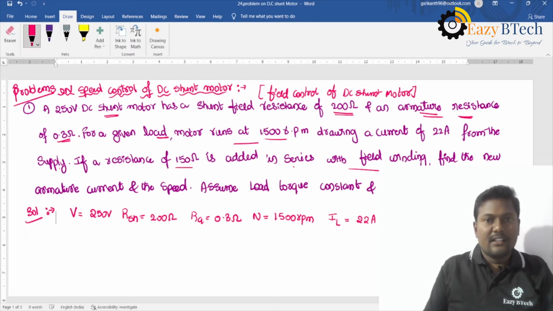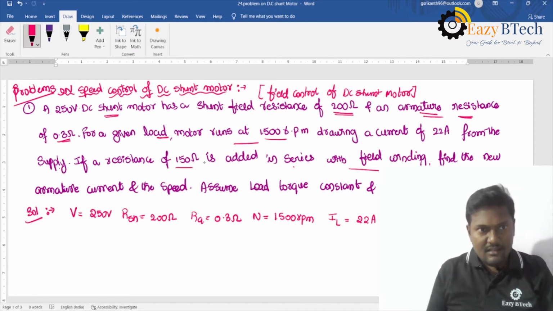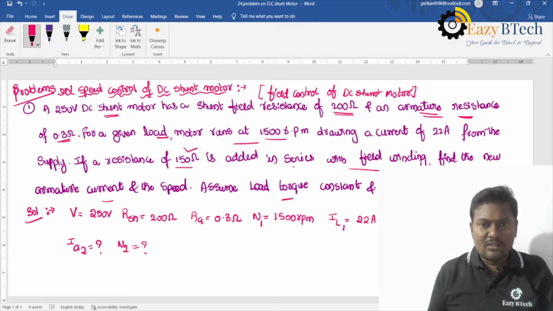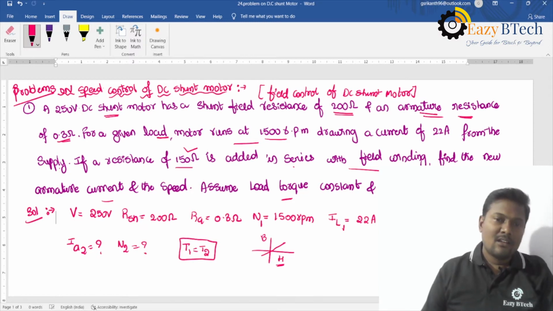So we are connecting a series resistance in the field whose value is 150 ohms. Find the new value of armature current. What is IA2? This is N1 and IL1, and the speed is also how much? N2 is equal to how much? Assume the load torque is constant, that is T1 is equal to T2. The magnetization curve is linear, that means the BH curve is linear.